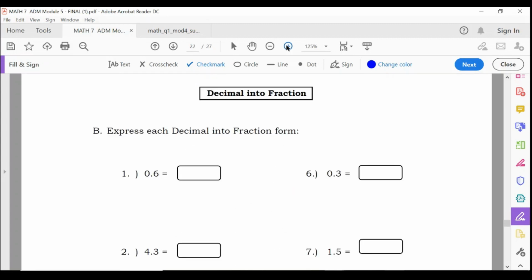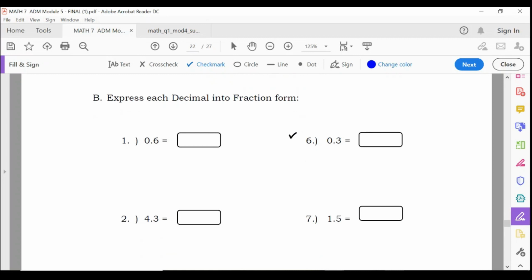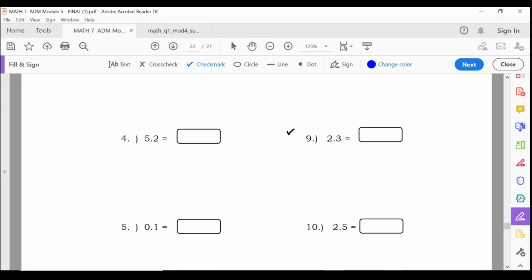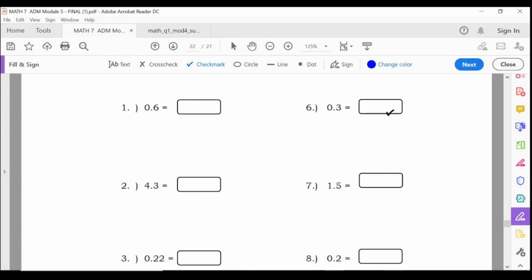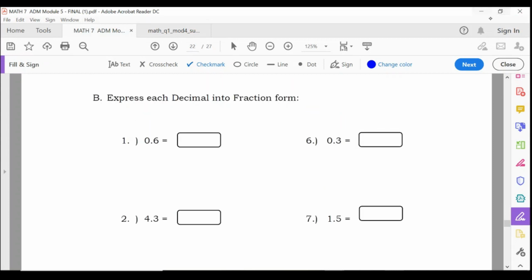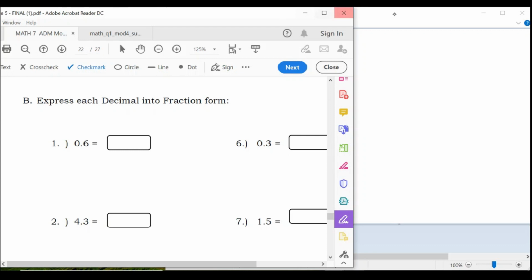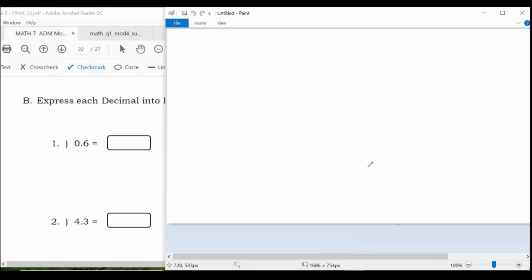For letter B sa ating assessment is the reverse of letter A. Kanina, fraction to decimal. This time, given yung decimal niya, i-convert naman natin into fraction. So from decimal to fraction tayo. So express each decimal into fraction form. So again, sasagutan natin ang 1 to 5. Papakita ko sa inyo ang solution. Kayo na po ang bahala sa 6 to 10. Kita ko lang yung proseso at kayo nang bahala sa remaining numbers.